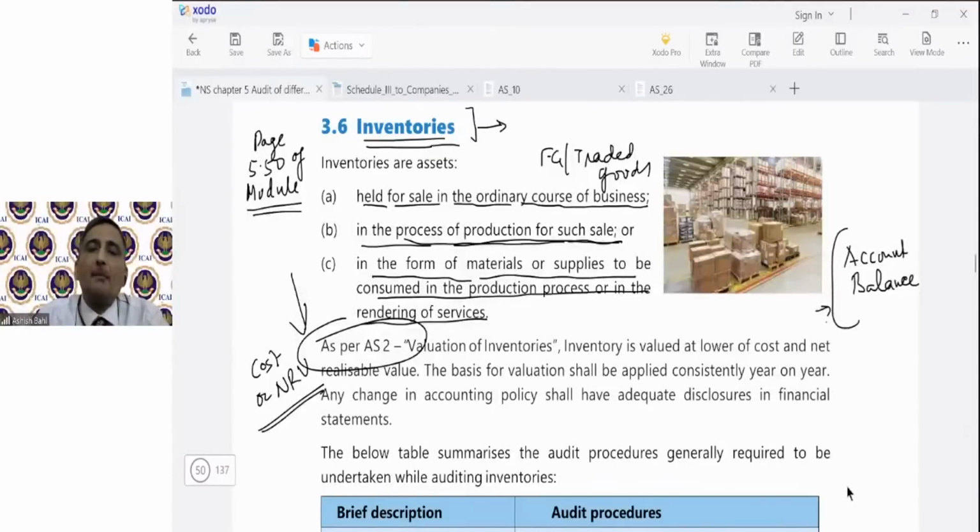So which assertions apply? All the 4 assertions. So remember assertions, students. Which assertions apply to the account balances? These assertions are existence, completeness, rights and obligations, and valuation and allocation. These are the 4 assertions which apply in case of inventories. So the auditor would definitely try to test these assertions of management.